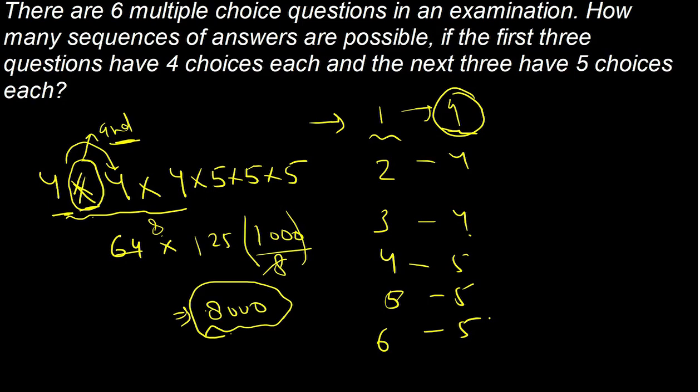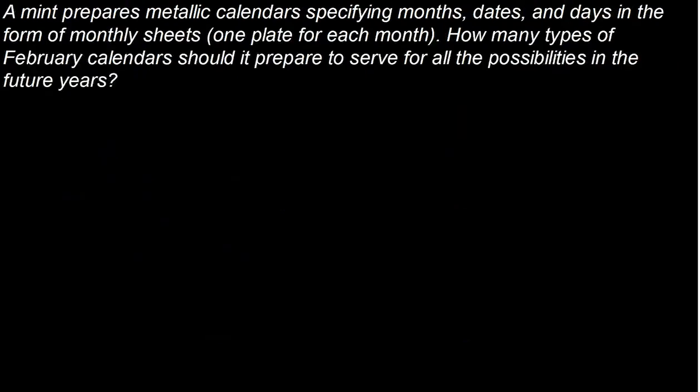Okay. Let's come to the next problem. A mint prepares a metallic calendar specifying months, dates, and days in the form of monthly sheets, one plate for each. How many types of February calendar should it prepare to serve all the possibilities in the future years?